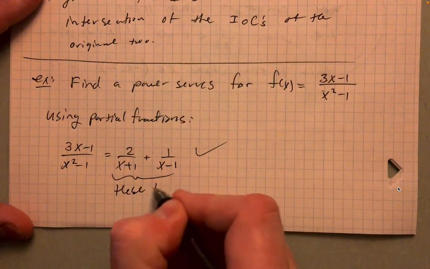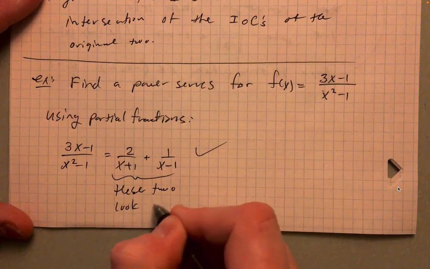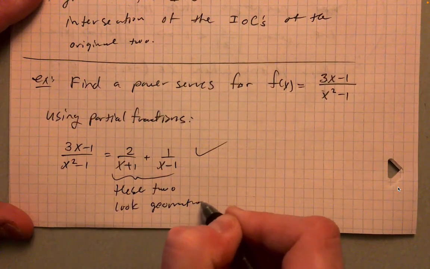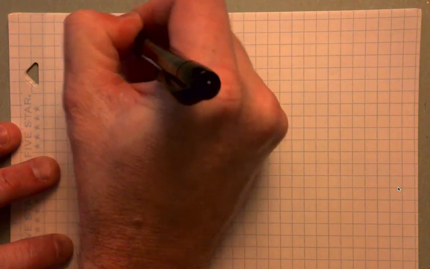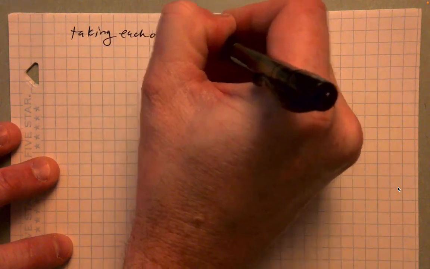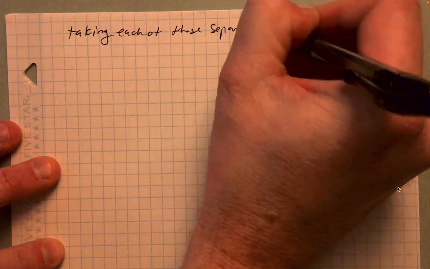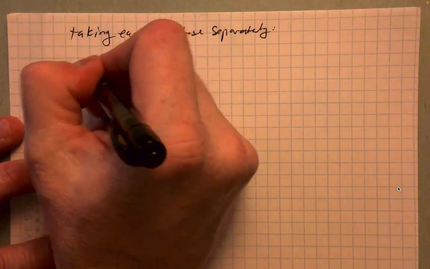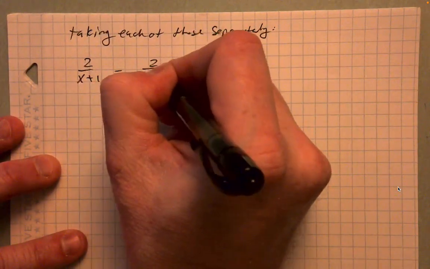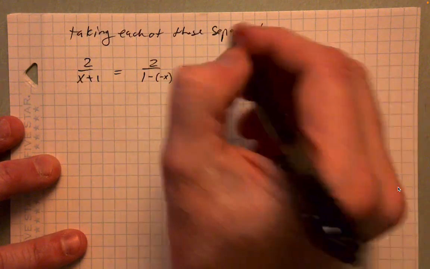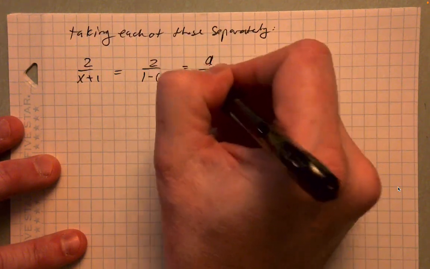So these two look geometric, and so we can use the previous technique to identify a power series for each of them separately. So we'll take each of them separately. All right, so we'll start with the 2 over x plus 1. Well, this would be equal to 2 over 1 minus negative x. And so that's going to be my a over 1 minus r.